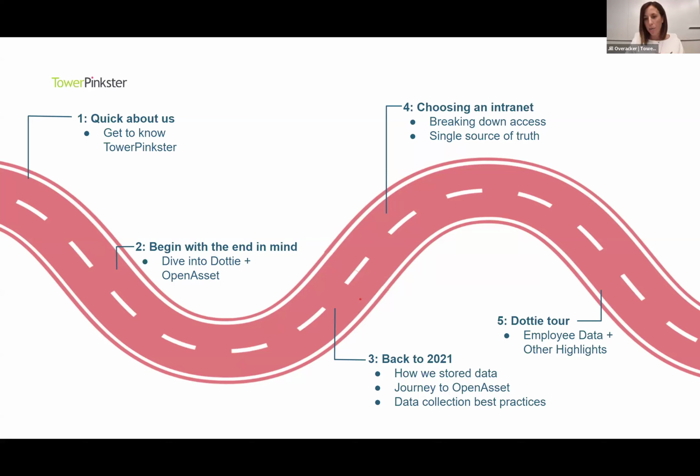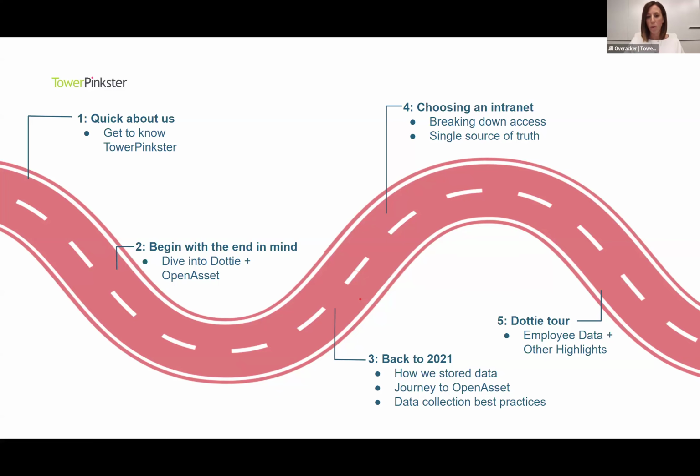We'll then journey back in time to 2021, talk about how we were storing project data, how we chose OpenAsset, and some of the best practices that we've had for data collection in that journey. We'll then go on to talk about our intranet, why we chose it, how we ended up with Dottie, this idea of this single source of truth, which you're going to hear me talk about a lot. And then we'll end with a tour of Dottie, our intranet system, and we'll look at some more options from employee data and other highlights within the system.